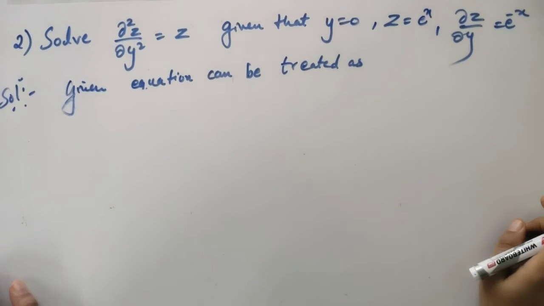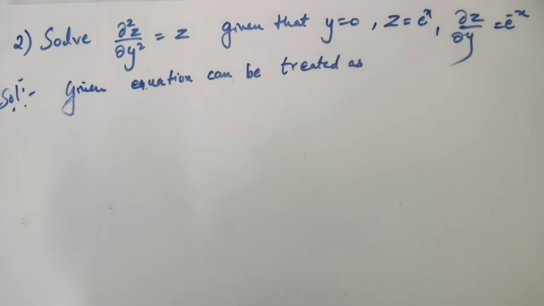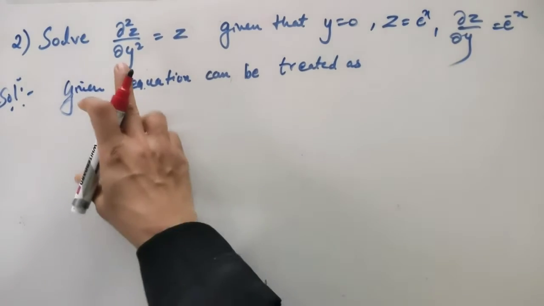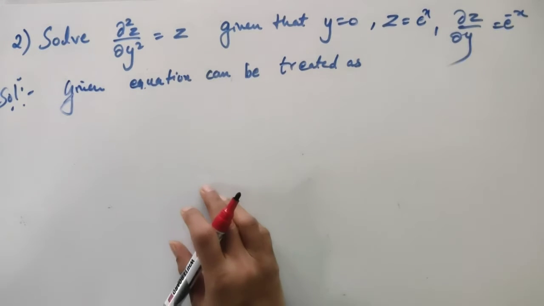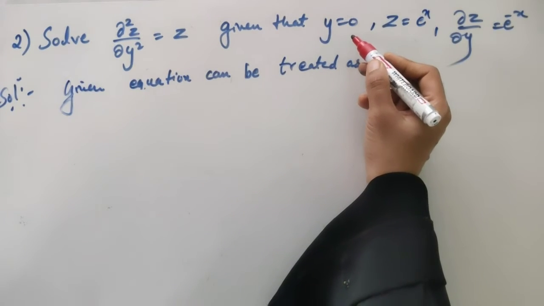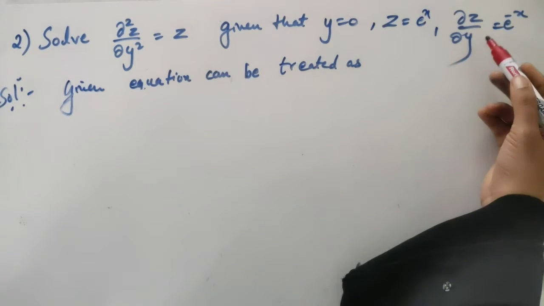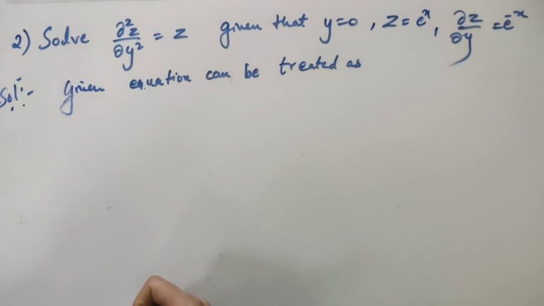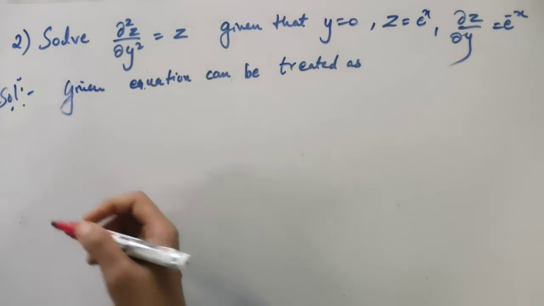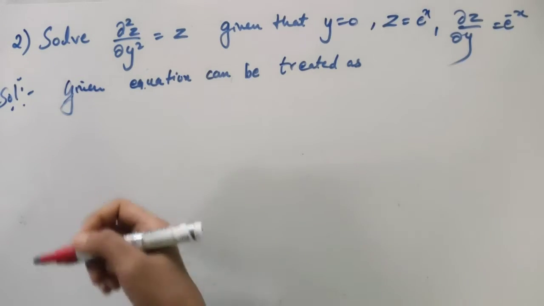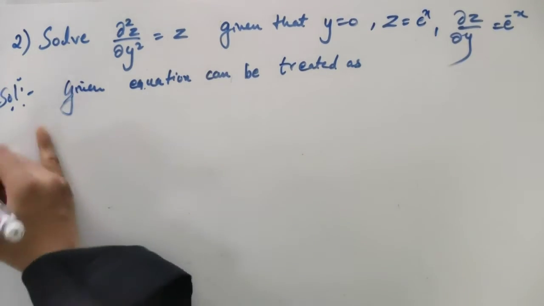Okay, now let's continue with the solution to this problem. We are given ∂²z/∂y² is equal to z, and when y is equal to 0, z is equal to e to the power x and ∂z/∂y is equal to e to the power minus x. The solution in the previous example we did in detail. Now I am going in a shortcut way.